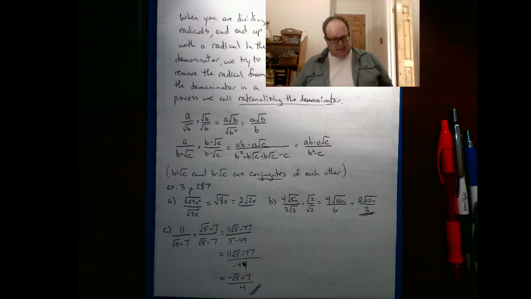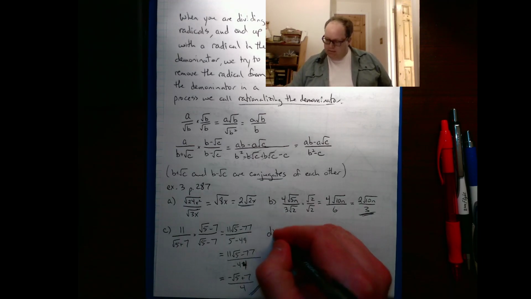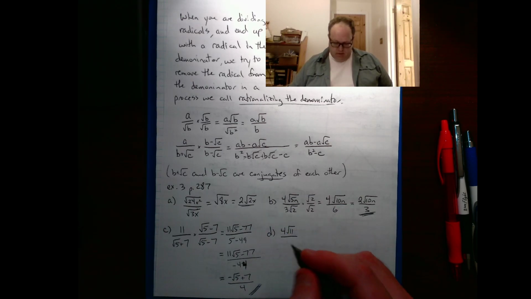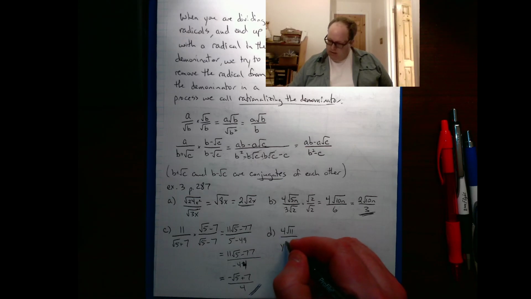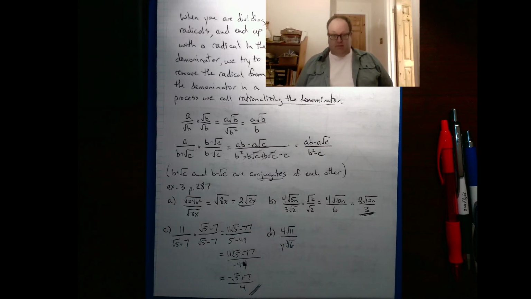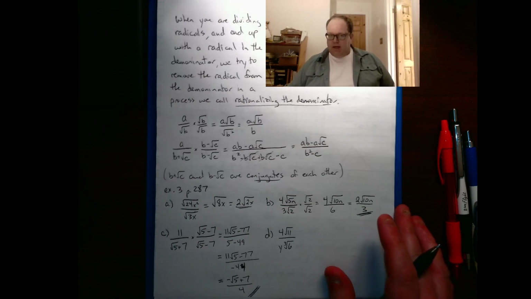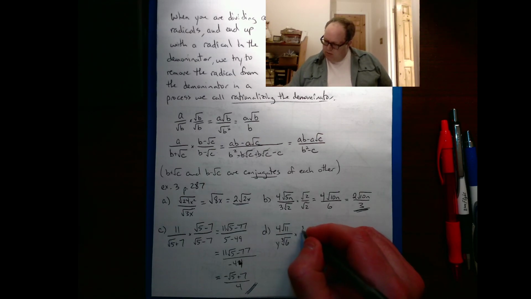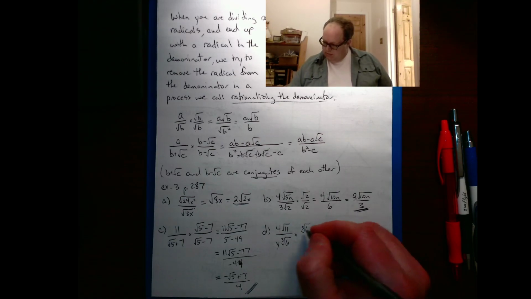The last part of that example, D, I have 4 root 11 over y times the cube root of 6. Now, this one is a little trickier because I am trying to get rid of a cube root that's in the denominator. Bear with me on this one. In order to get rid of that cube root, I'm going to have to multiply by the cube root of 6 twice.